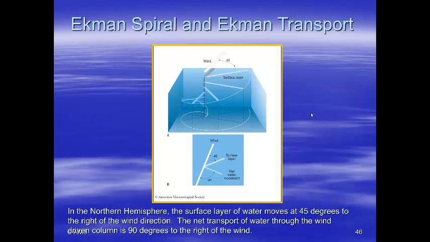So what we see is the wind is blowing, and although it's trying to pull the water surface with it, we actually get a spiraling of the water direction as we go deeper into the water. So in the northern hemisphere, the surface layer of the water moves at about a 45-degree angle to the right of the wind direction. So the net transport of water through the wind-driven column is 90 degrees to the right of the wind.